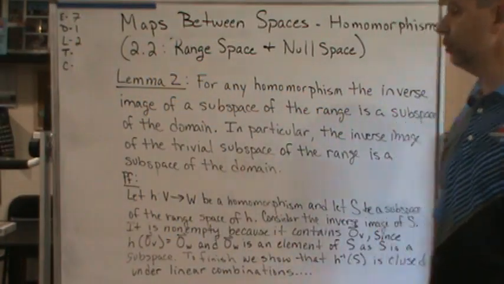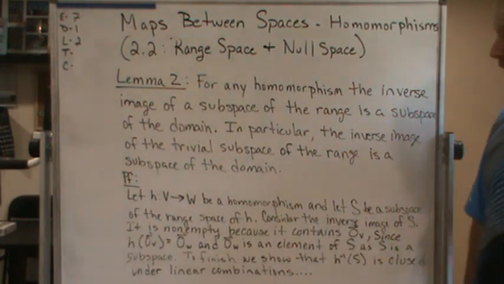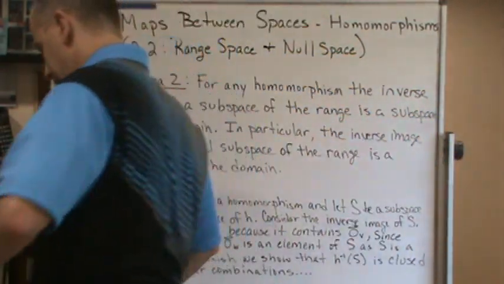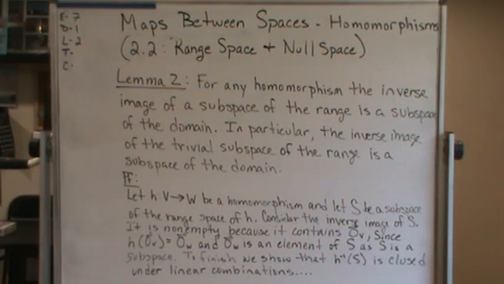Okay, here's lemma 2, and it states that for any homomorphism, the inverse image of a subspace of the range is a subspace of the domain. In particular, the inverse image of the trivial subspace of the range is a subspace of the domain. Okay, so now the proof is pretty straightforward. Again, we're going to use the fact that, in order to prove that something's a subspace, it has to be non-empty, and then we show that it's closed under linear combinations.